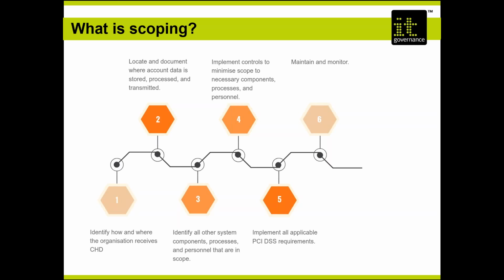So when we look at how you approach it through this step-by-step approach, step 1 is you're going to identify where the organization receives cardholder data. You're then going to locate it at rest, where it's transmitted, and then you're going to be able to identify those systems that store, process, or the people that are used to handle that cardholder data. And with this growing picture, you'll have more and more systems that come into scope, and you'll be able to make a decision. And then you're going to implement controls to minimize scope so that only the necessary components, such as the people or process, are included.